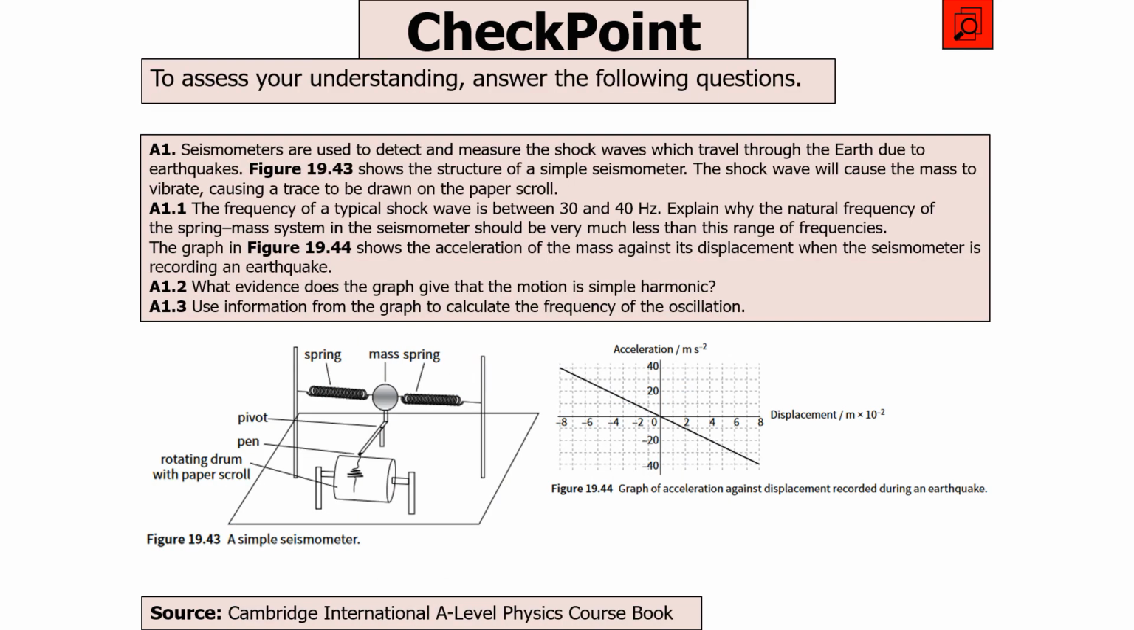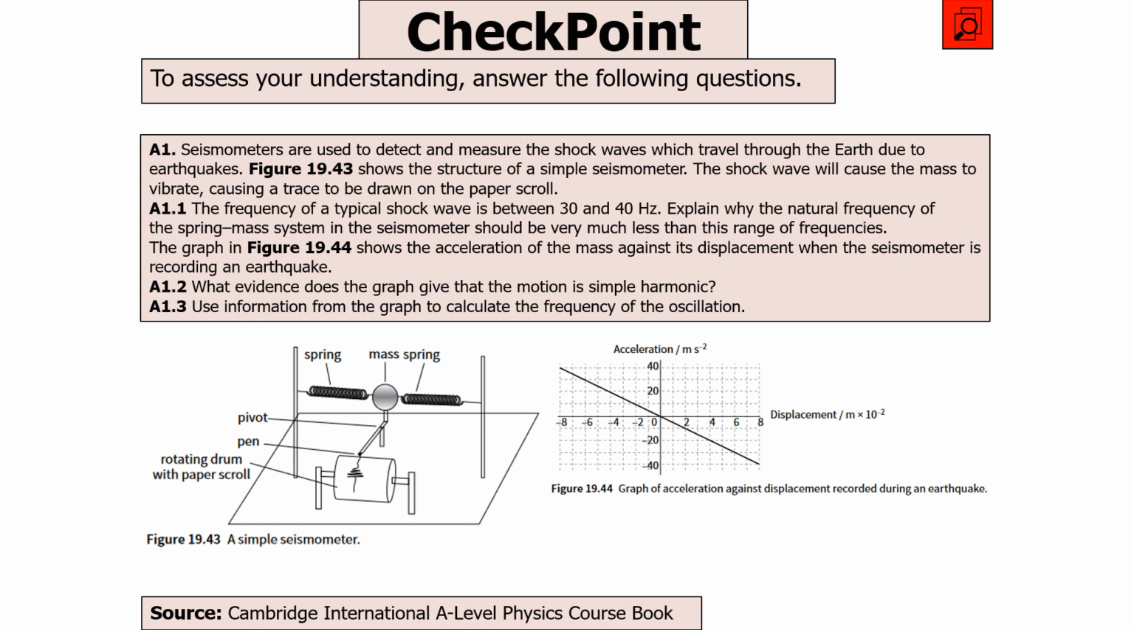The next question says, seismometers are used to detect and measure the shock waves which travel through the earth due to earthquakes. The figure shows the structure of a simple seismometer. The shock wave will cause the mass to vibrate and cause a trace to be drawn on the paper scroll. The frequency of the typical shock is between 30 and 40 Hz.